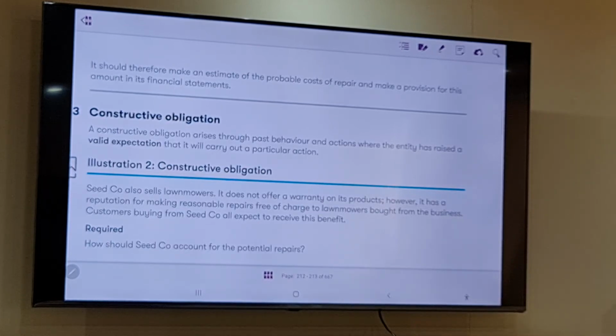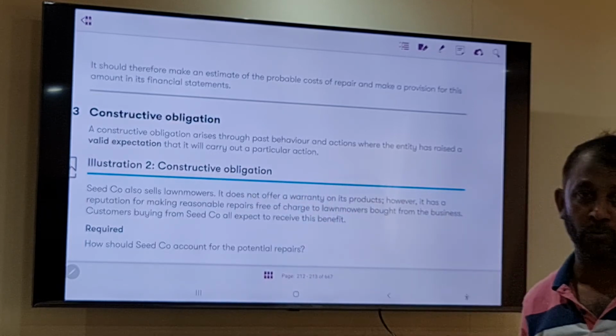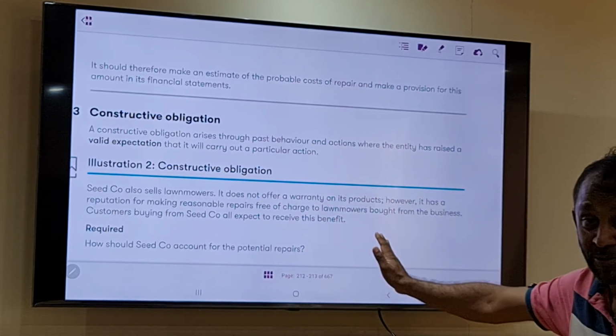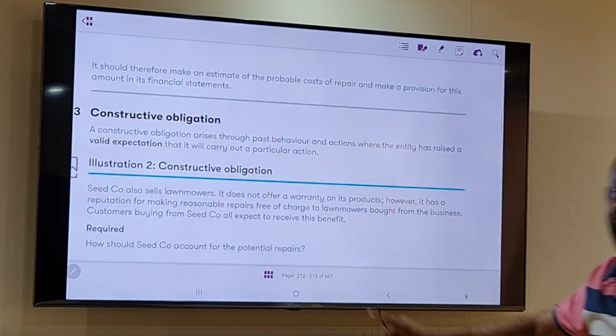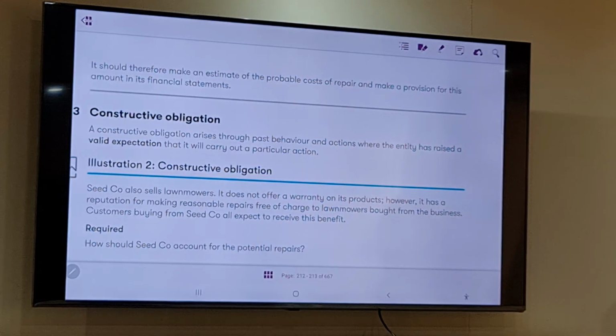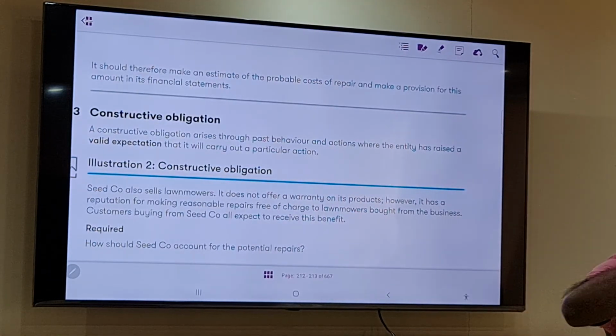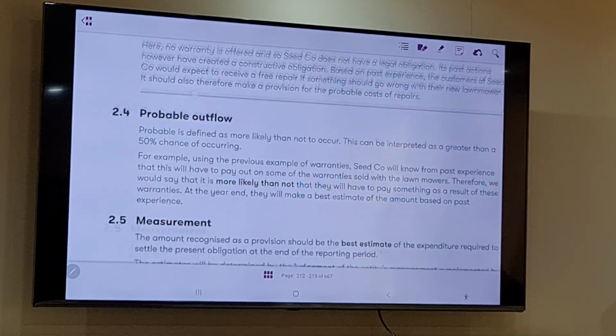See, you are one customer, and I am thinking of buying a lawnmower. I am talking to you. You tell me, my friend, don't worry, you can go and buy from there. Why? They do some free service. So an understanding is set. And that understanding becomes a constructive obligation. You understand? So this illustration is about constructive obligation.